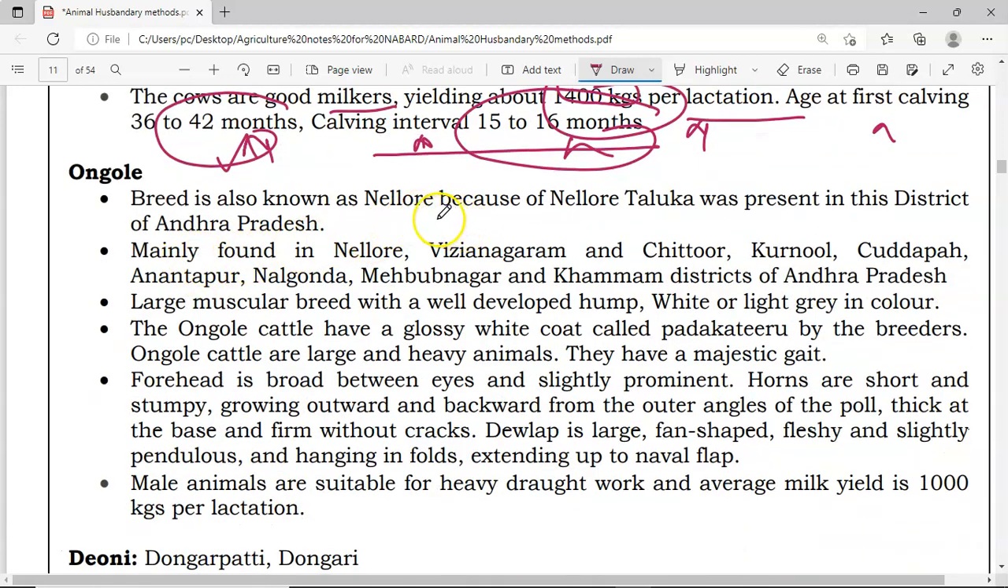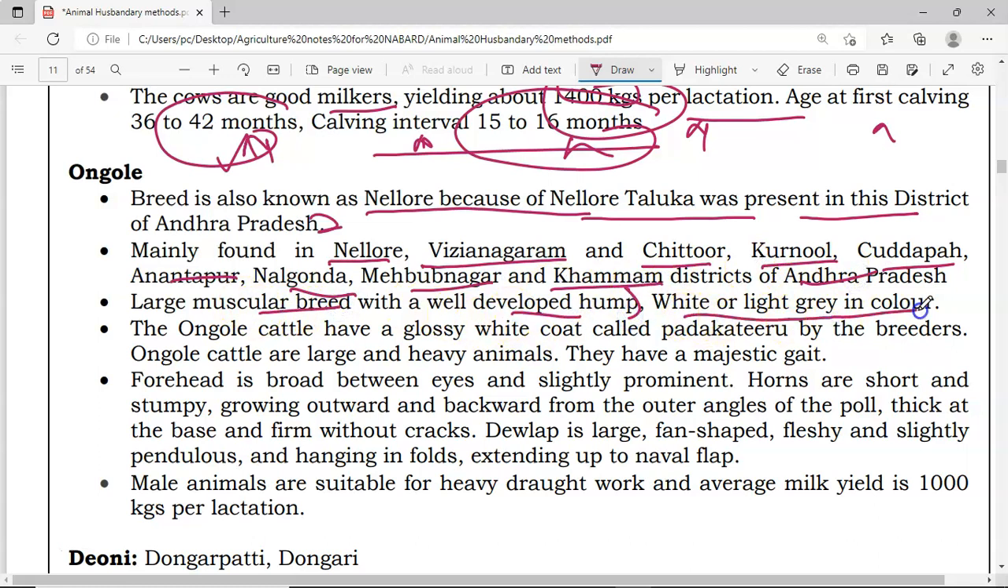Ongole. It is found in Nellore because Nellore Taluka was present in the district of Andhra Pradesh. It is found in Nellore, Vizianagaram, Chittoor, Kurnool, Kadapa, Anantapur, Nalgonda, Mahbubnagar and Khammam districts of Andhra Pradesh. It is a large muscular breed with a well-developed hump, white or light grey in color. Ongole cattle have a glossy white coat called Peda Katiru by the breeders.